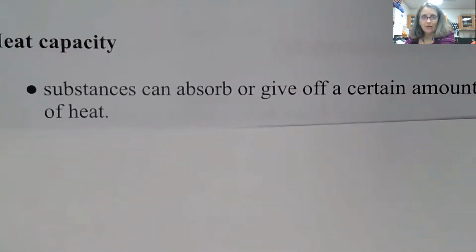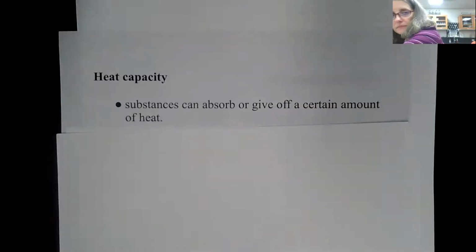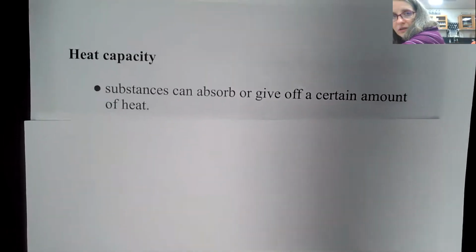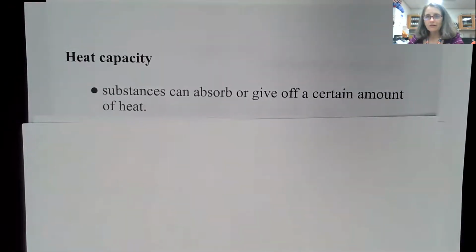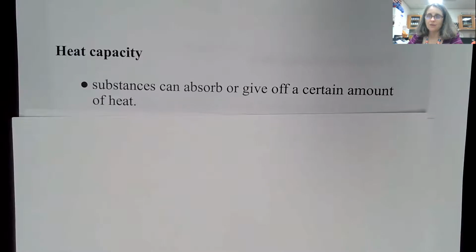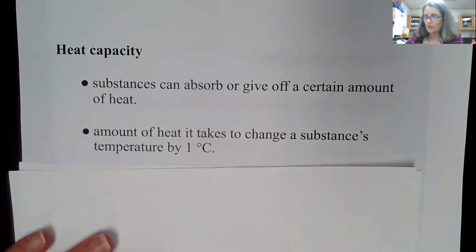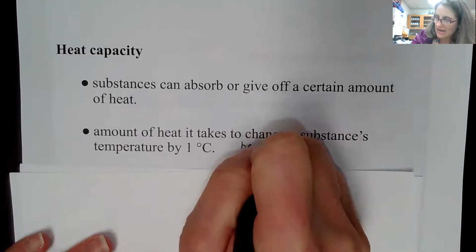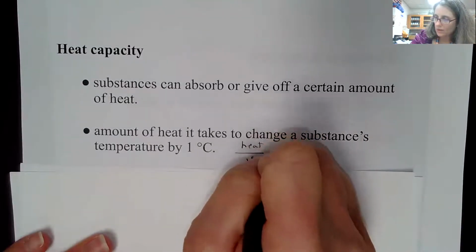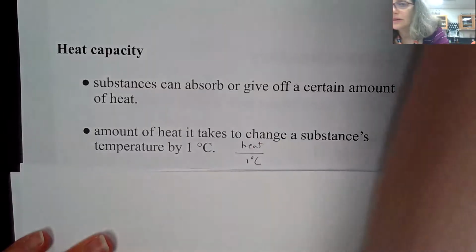So heat capacity is how a substance can absorb or give off a certain amount of heat. It depends upon, again, the substance at hand. So what kind of substance do you get? It's the amount of heat it takes to change a substance's temperature by 1 degree Celsius. So it's heat over 1 degree Celsius.